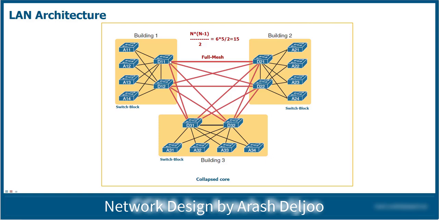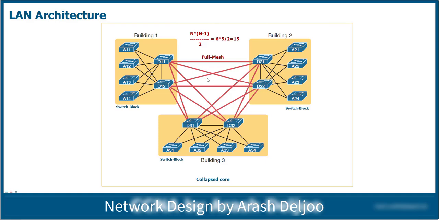You know that here we are using the 2-layer hierarchy: distribution, access, distribution, access, distribution, access. We don't have the 3-layer. Here we are using a 2-layer approach for connecting different buildings together, and because of that, this is the collapsed core. We don't have a real core. We are using the collapsed core.